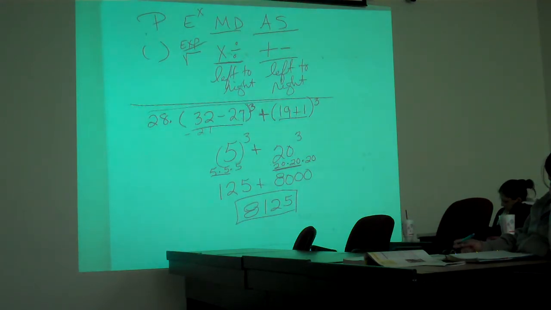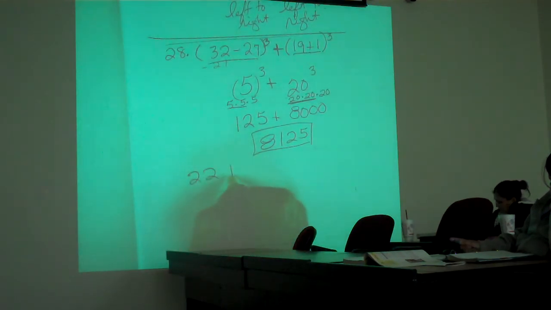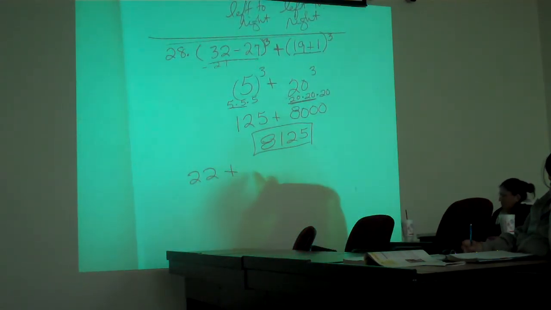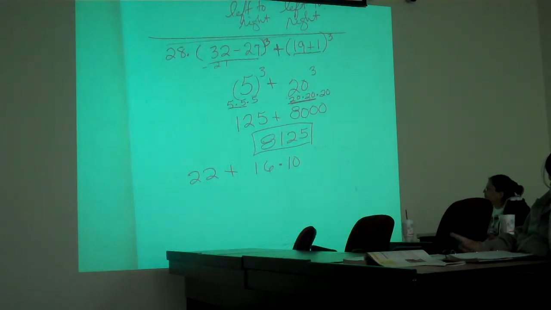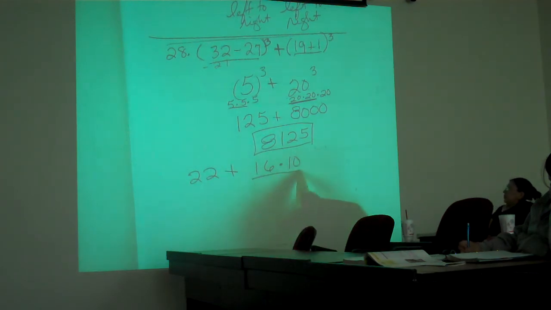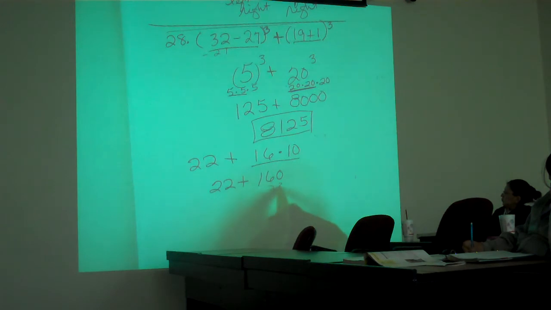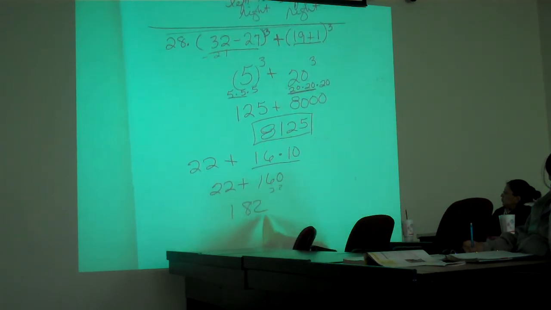How about one like this? 22 plus 16 times 10. Are you going to add 22 plus 16? No. You've got to do the multiply first. So 160, plus 22 is 182. 182, like that.